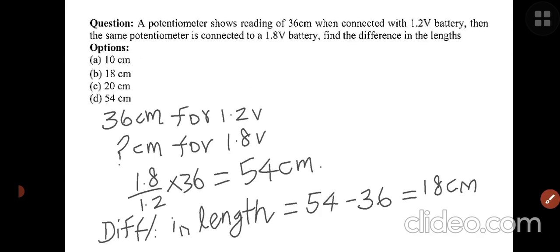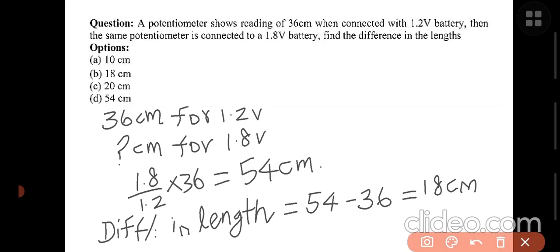A potentiometer shows a reading of 36 centimeter when connected with a 1.2 volt battery. Then the same potentiometer is connected to a 1.8 volt battery. Find the difference in lengths. A 10 centimeter, B 18 centimeter, C 20 centimeter, D 54 centimeter.